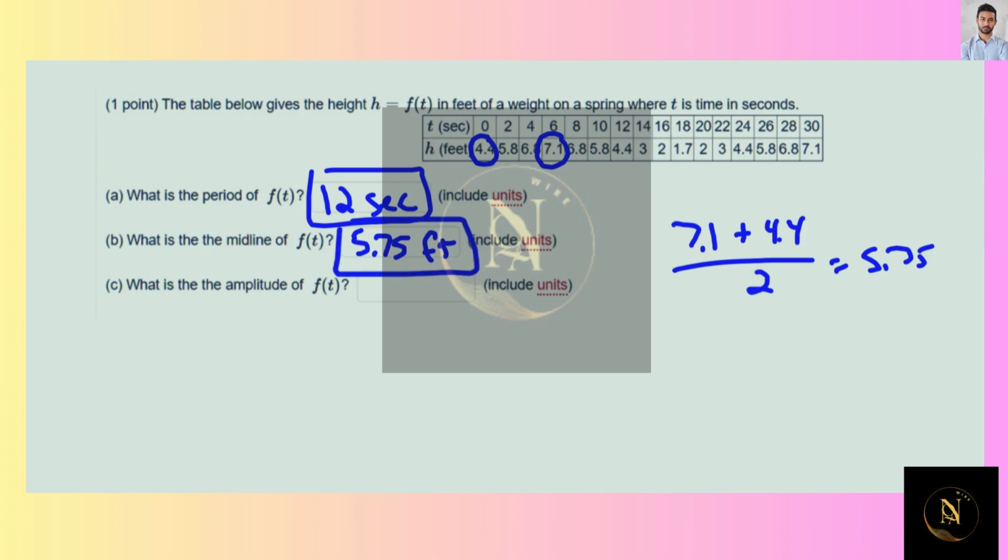The amplitude is what we're going up and down. So if that's the midline, we have to figure out what we are subtracting to get 4.4, for instance, or what we are adding to get 7.1. Well, 7.1 minus 5.75 is 1.35, and 5.75 minus 1.35 is also 4.4. And so we would say 1.35 is the amplitude.